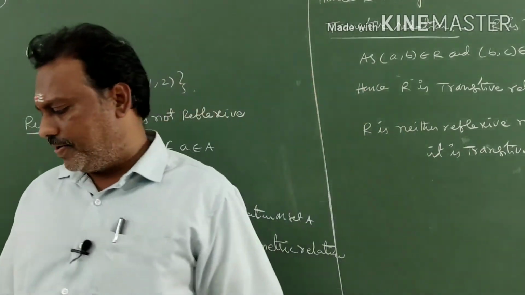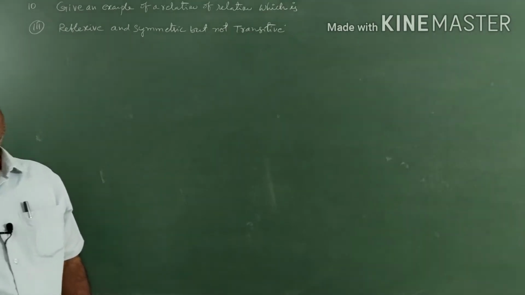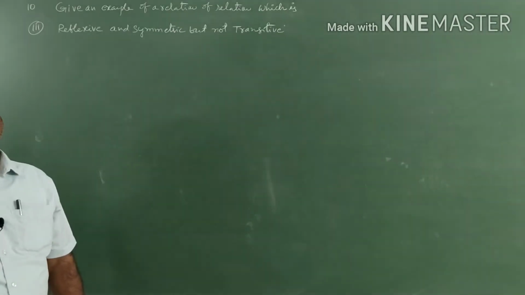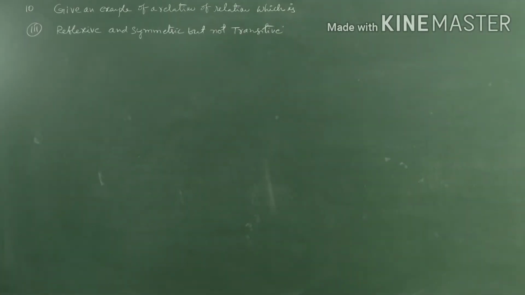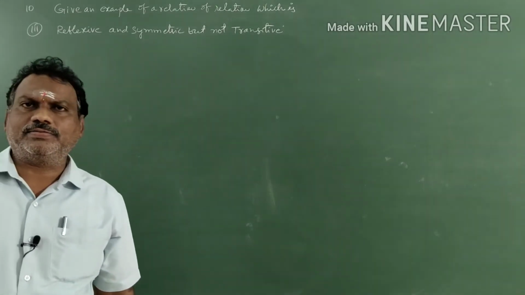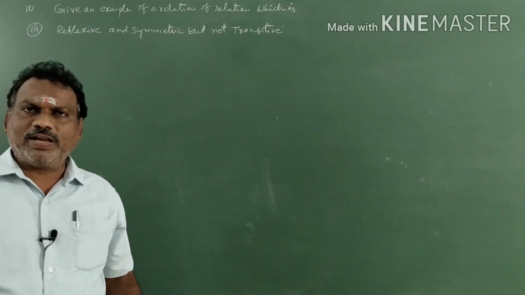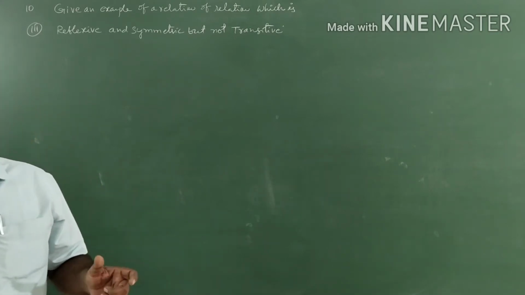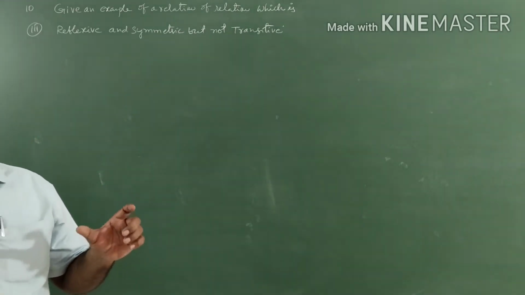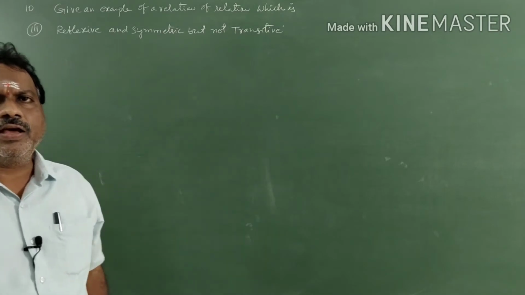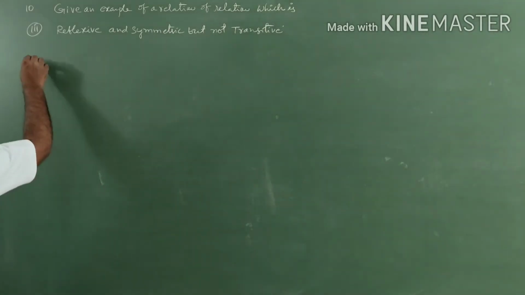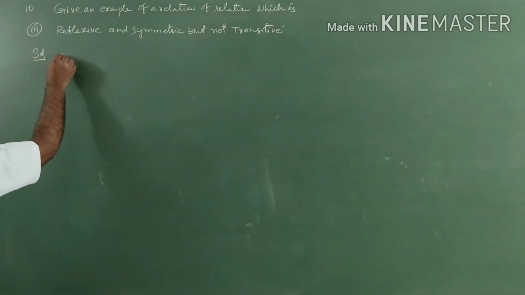Right, students? So in the 10th problem we have the third subdivision. Give an example of a relation which is reflexive and symmetric but not transitive. In this case reflexive is satisfied, symmetric is satisfied, but not transitive. Like that we have to give one example. Let me give an example.